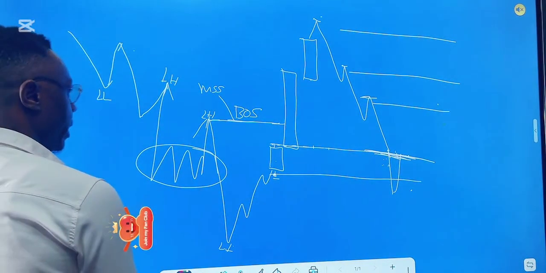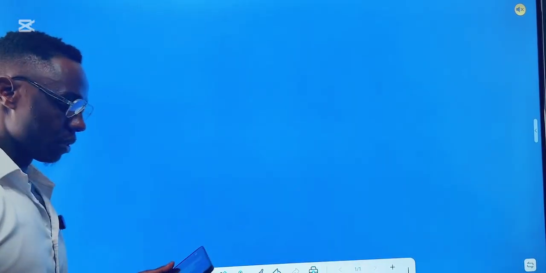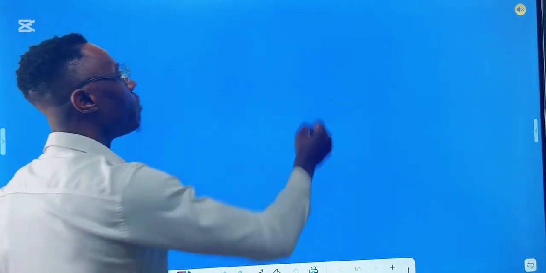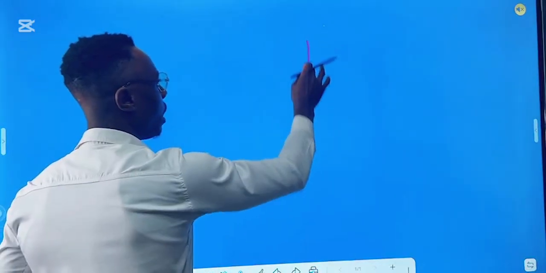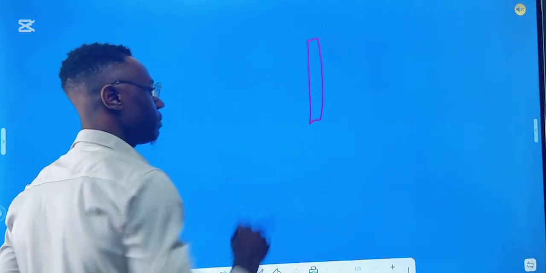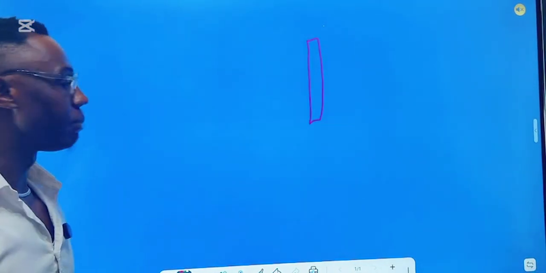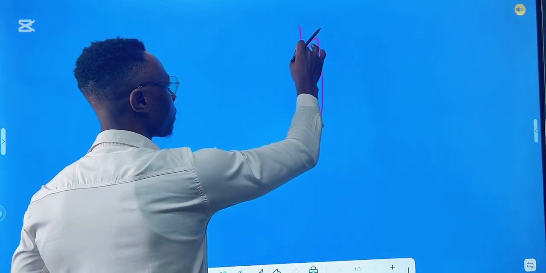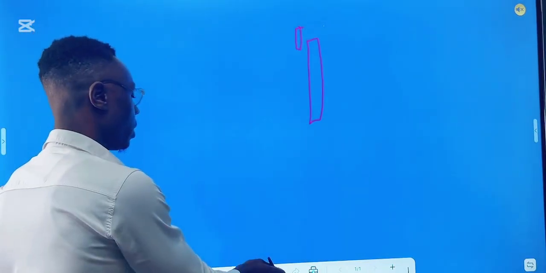All right, so let's check the sell side order block. First of all, what we need to check is what? A momentum candle. And we said before a momentum candle, the candle before that momentum candle becomes our order block. So the candle that caused the momentum candle is our order block.